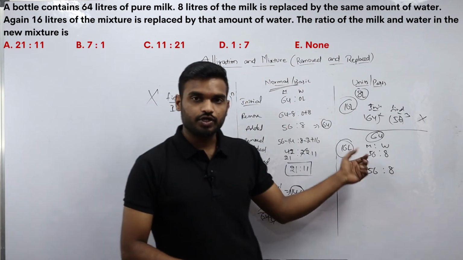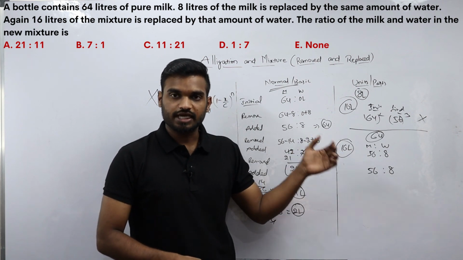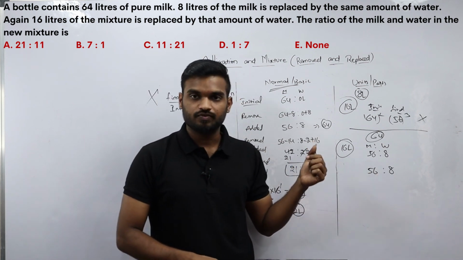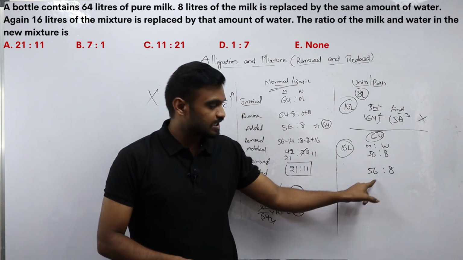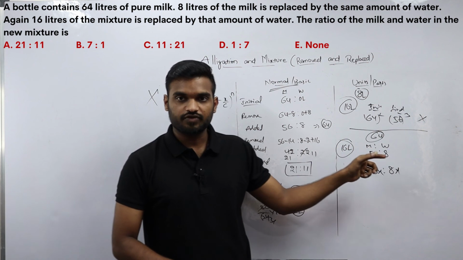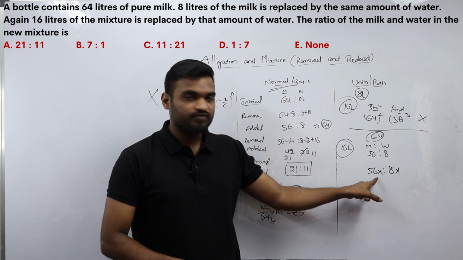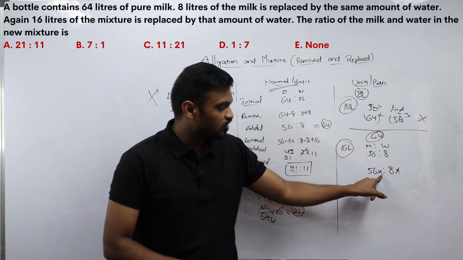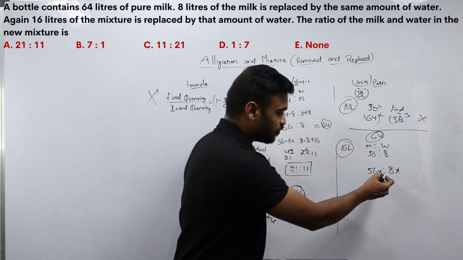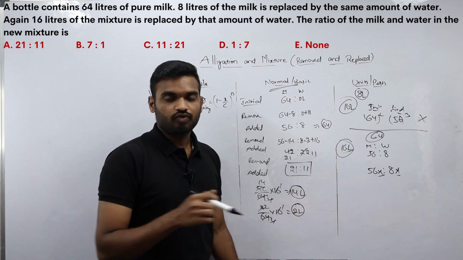Because in the starting of the video I have already told you, no matter how many liters you remove from the mixture, the ratio before removing and after removing will be the same. The only thing is the value of the part gets changed. Here I don't know the exact value of the part, so I am assuming the value of the part as x.